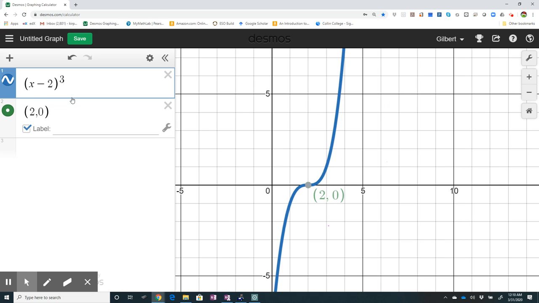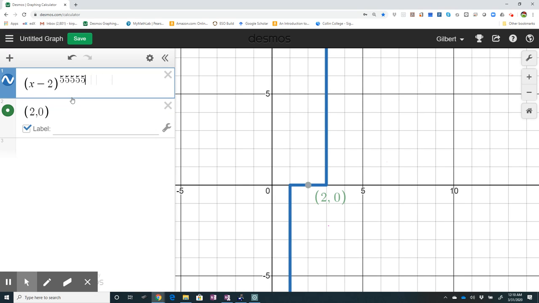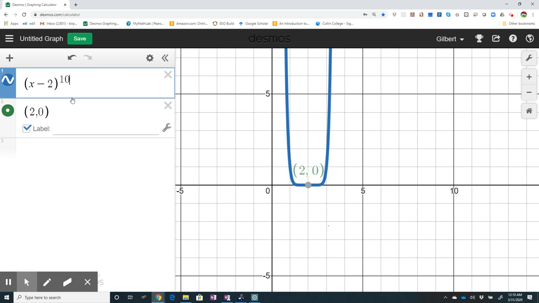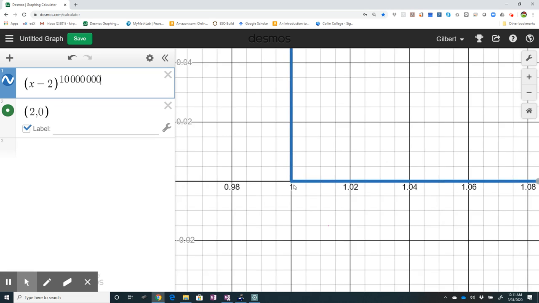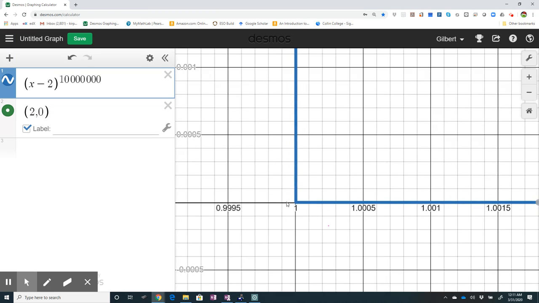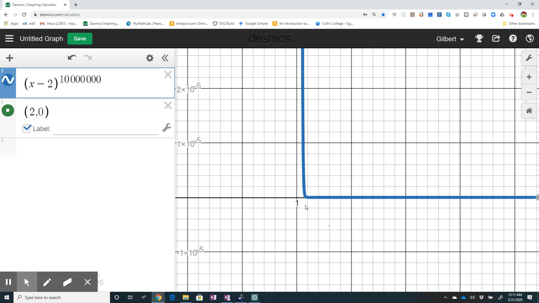Now, odd, same thing. If it was 5, it still looks like a cubic. It's just flatter. And you can get ridiculous with it. 55, notice it looks really, really flat. It looks so flat that it almost looks like a rectangle. But it really isn't. If you zoom in far enough, you will see that, there it is. It eventually curves upward. All right, but anyway.